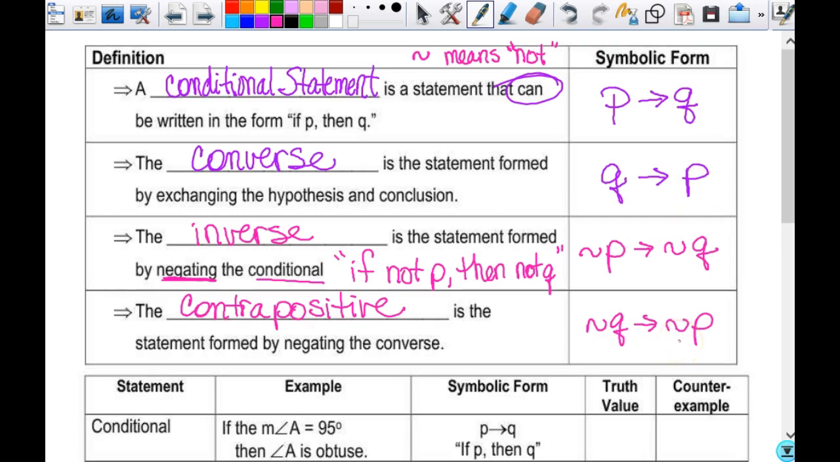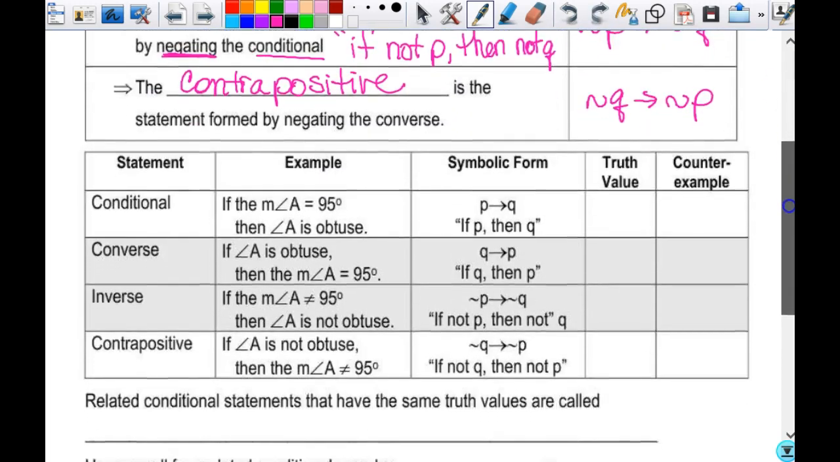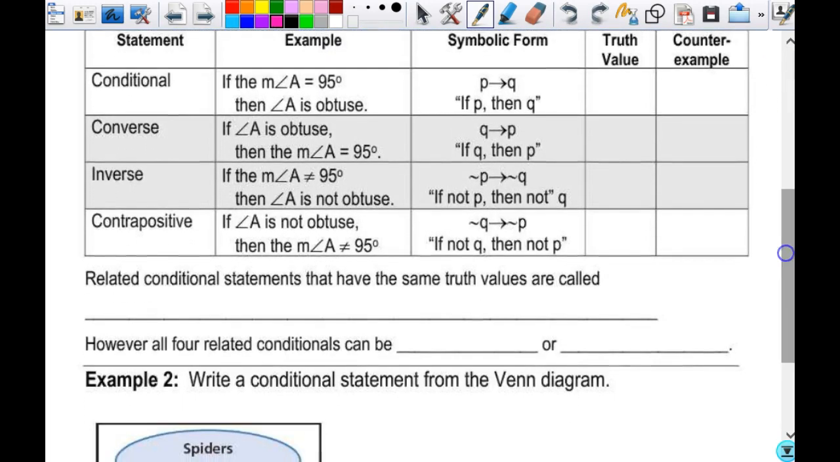That's it. Everybody good? Okay. All right, so let's look at these examples here. We've got this conditional that says, if the measure of angle A equals 95 degrees, then angle A is obtuse. Okay? So we're going to look at the truth value, and if it is false, you have to give a counterexample. It is possible that you could give an infinite number of counterexamples. You only have to have one. So sometimes every single one of us could have a different counterexample. And the counterexample is just an example of when it doesn't work. Right? It's what just kind of ruins your argument there.